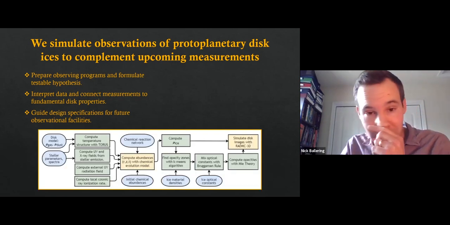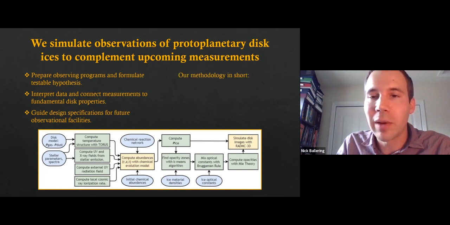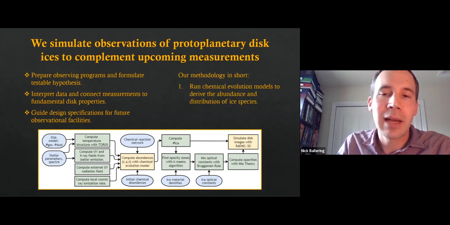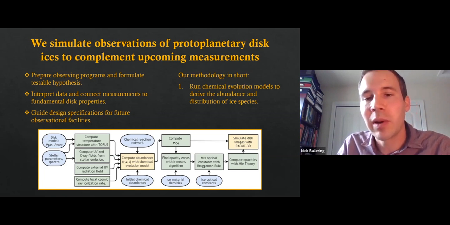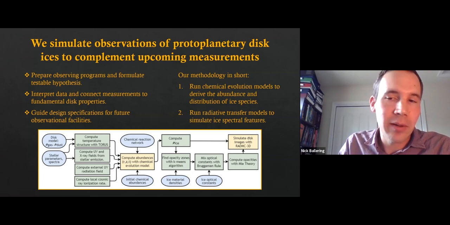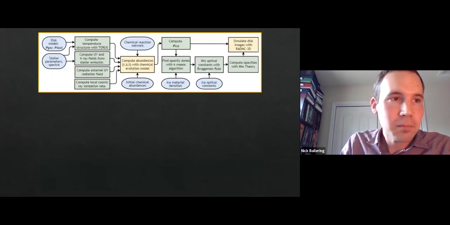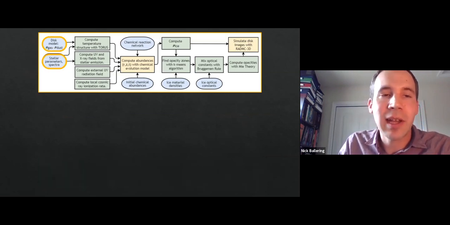So below is the flow chart for how we actually put together these models. I'm going to go through a few of these steps in a bit more detail next, but I'll give you a brief overview of our methodology. In short, we have 2 main steps. One, we run a chemical evolution model that derives the abundance and the distribution of ices throughout the disk. And two, we use the results of that to put into a radiative transfer model and simulate the observable spectral features.